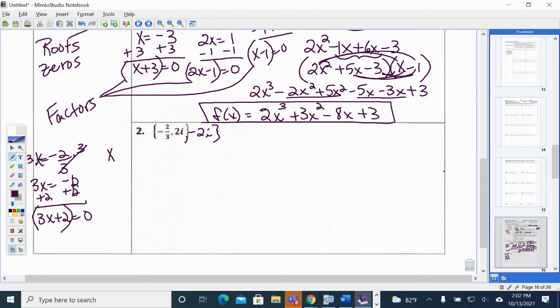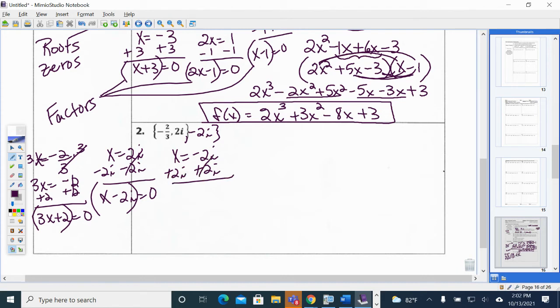Take the 2i, x equals 2i. Subtract the 2i. x minus 2i is another factor. And then last one, x equals negative 2i. Add the 2i using those opposite operations. And we get x plus 2i equals 0. So there's my third factor. Take your factors and multiply them together.